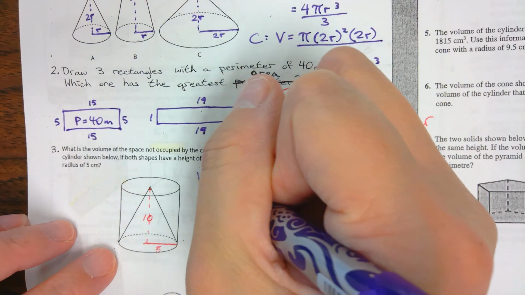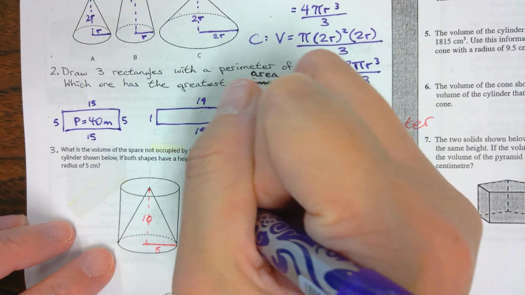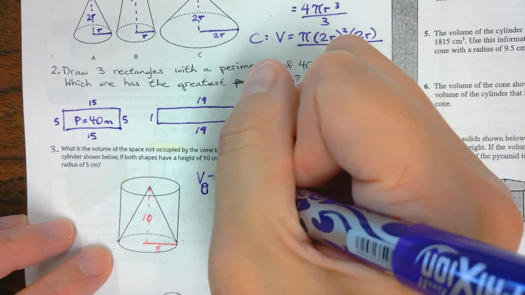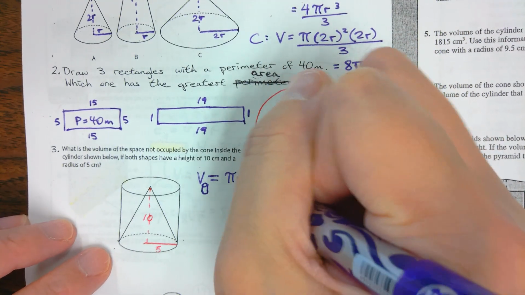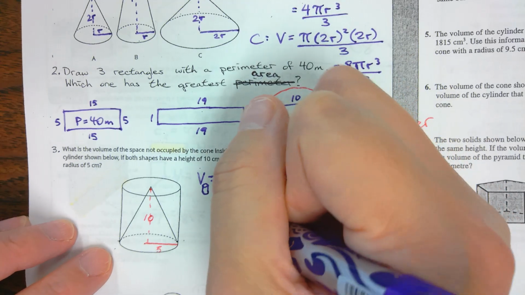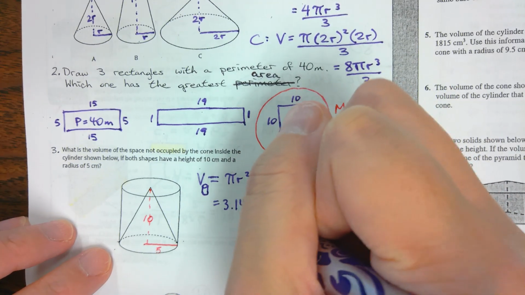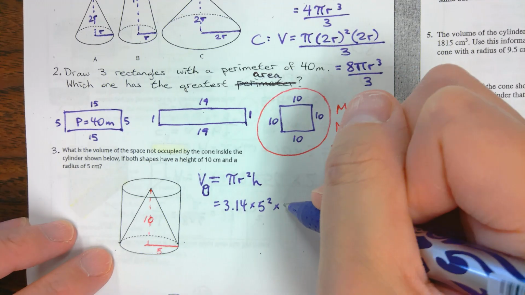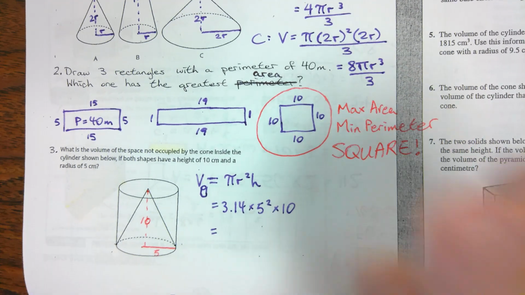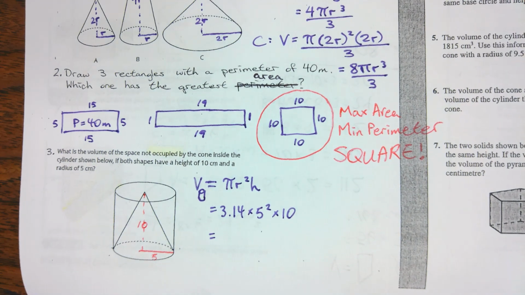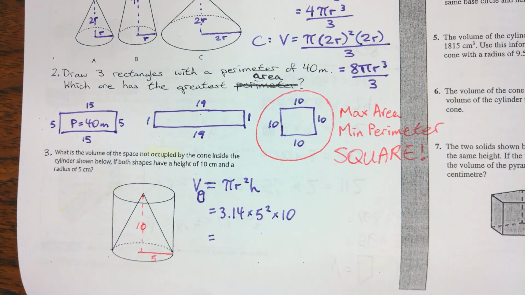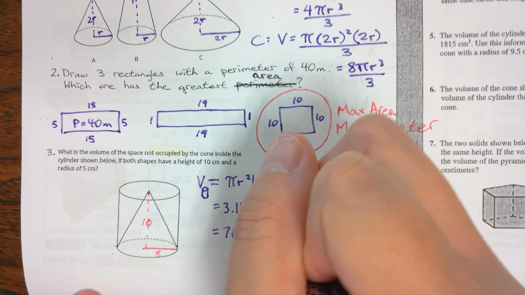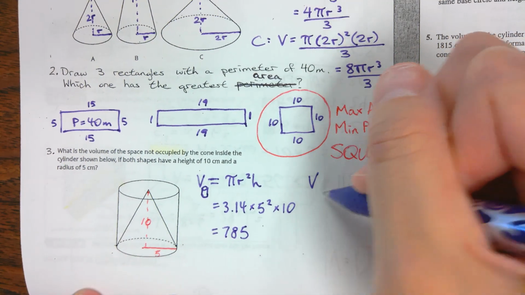So volume of a cylinder, pi r squared h: 3.14 times radius, which is 5, times the height, which is 10. I get 3.14 times 25 times 10, 785.